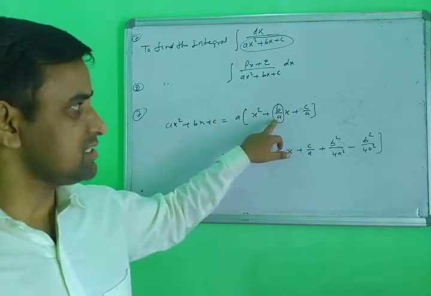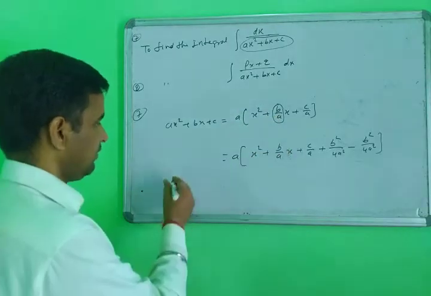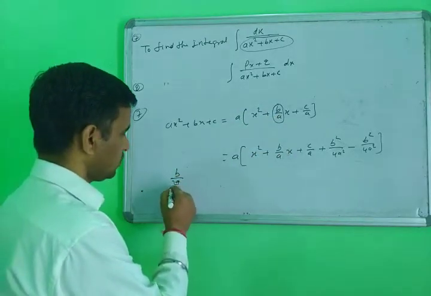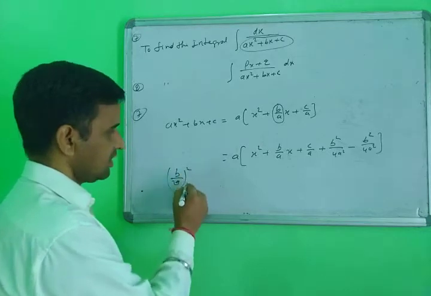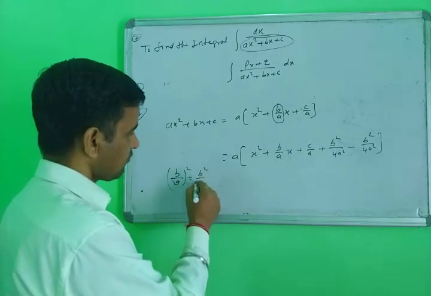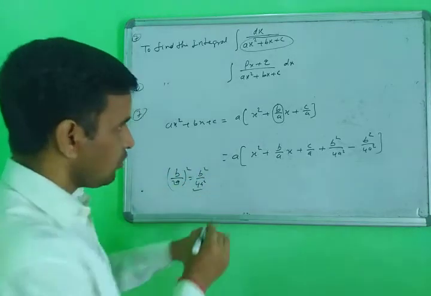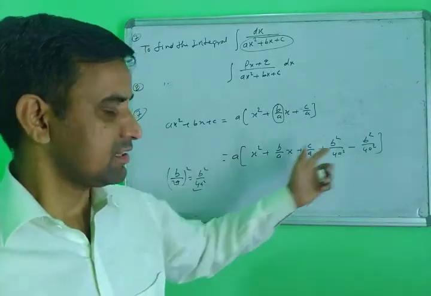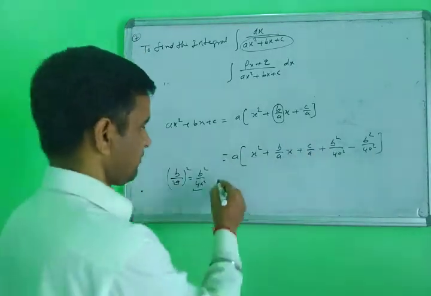What is the half of this? b upon a by 2. This is the half, and then square it. This value comes b square upon 4a square. So this value you will add and subtract. Then you can make it the perfect square.